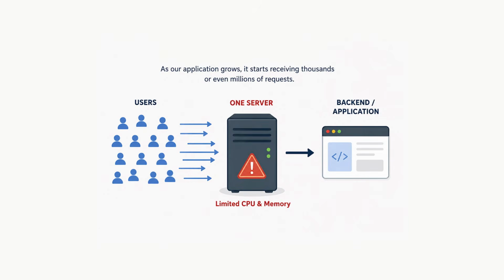In the previous part, we learned how to use Nginx as a reverse proxy and how to secure our application with HTTPS. But let's imagine our application becomes more popular and starts receiving thousands or even millions of requests. Now we have a problem. A single server has limited resources such as CPU and memory, so at some point, it may not be able to handle all the incoming requests efficiently.